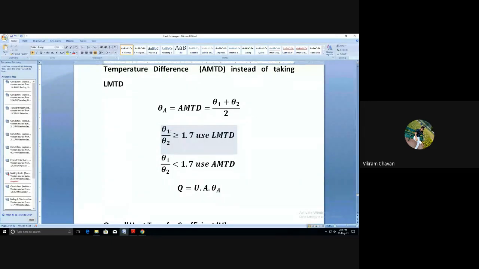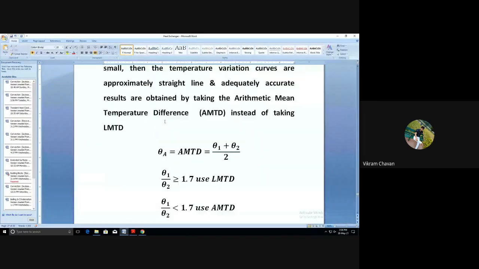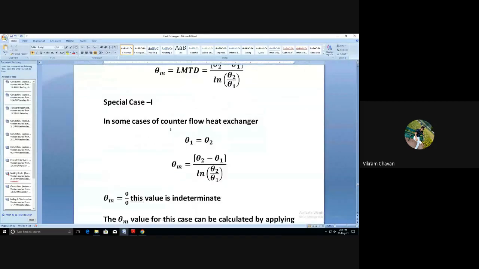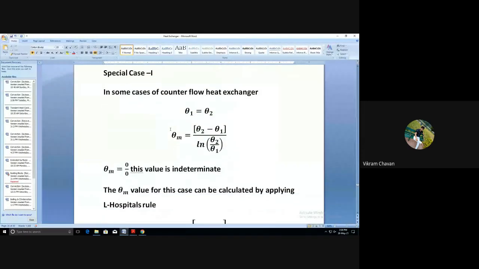And if the value of theta 1 and the value of theta 2 are the same, in that case, you have to consider one of the values and solve the heat transfer rate equation as Q is equal to U multiplied by A multiplied by only theta. That is the initial temperature difference or final temperature difference, we can say the inlet temperature difference or outlet temperature difference. So you have to remember these two cases while solving the problems of LMTD.